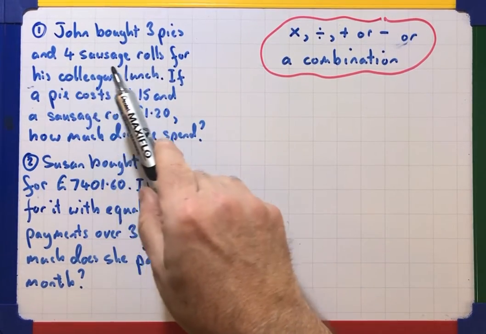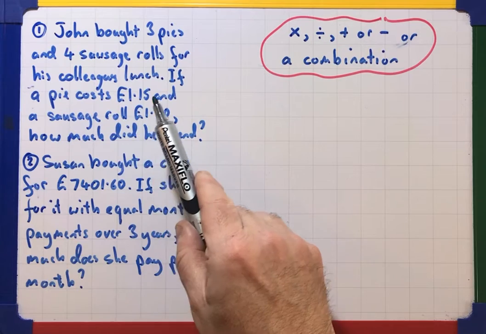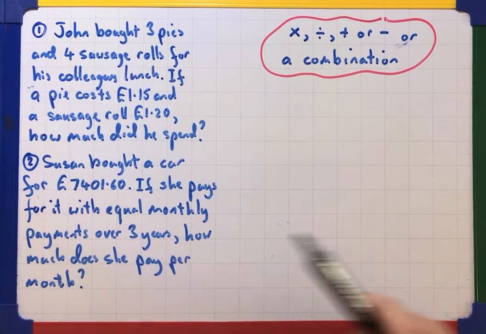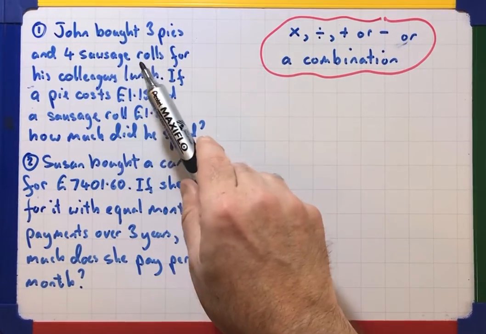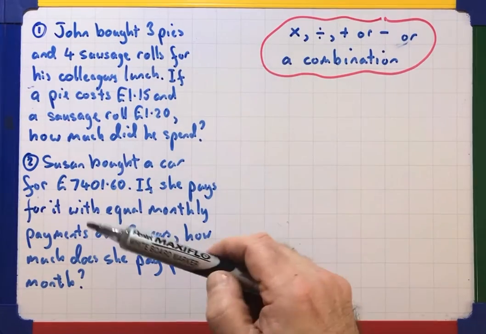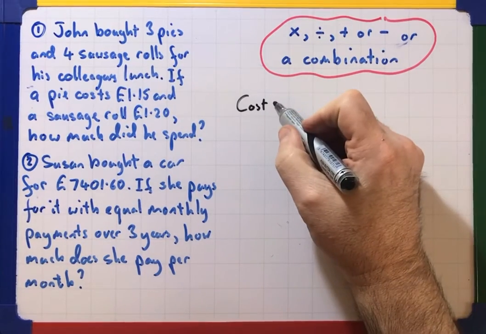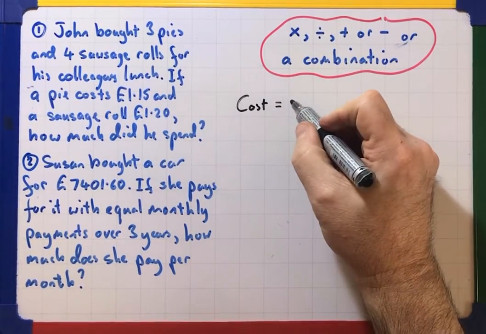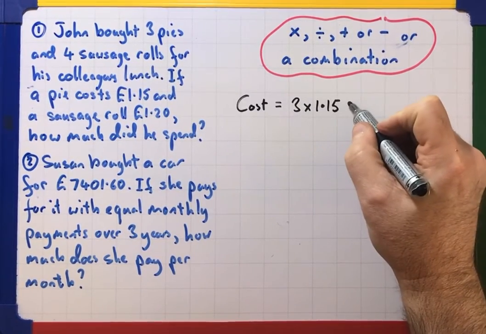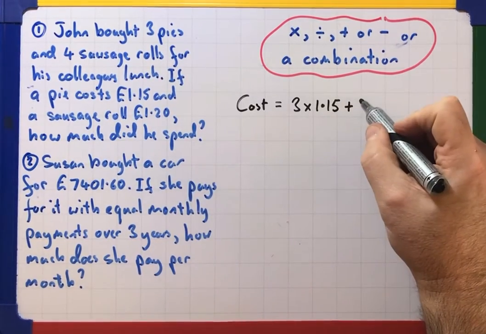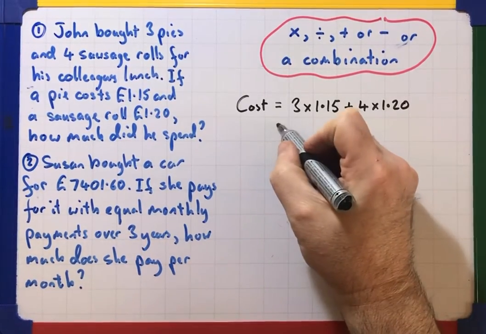John bought 3 pies and 4 sausage rolls for his colleague's lunch. If a pie costs £1.15 and a sausage roll £1.20, how much did he spend? Well, he's got 3 of the pies and 4 of the sausage rolls, so it's going to involve multiplying and adding. So the cost is going to be 3 times 1.15, which is the cost of 1 pie, plus 4 times £1.20, giving us a total.